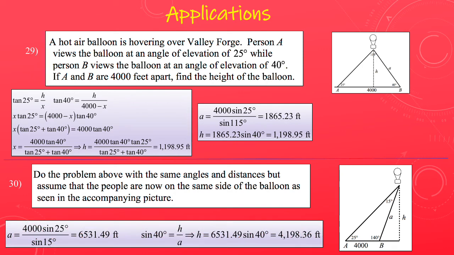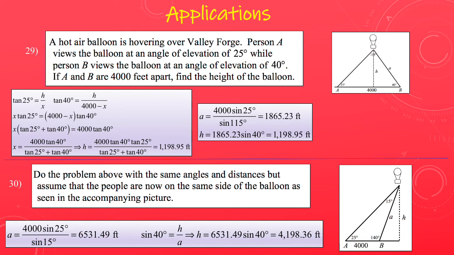We are not going to show the right angle trig method. We're just going to use the law of sines. And we can say, using the law of sines, that A is equal to 4,000 sine of 25 degrees over sine of 15 degrees, which is equal to 6,531.49 feet.